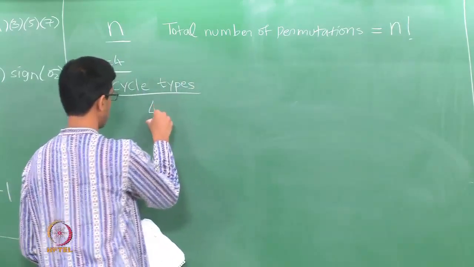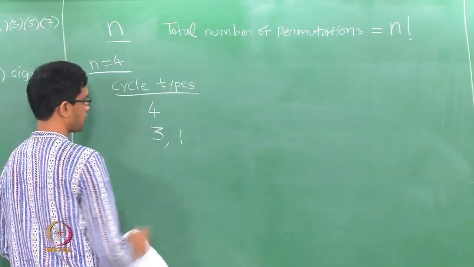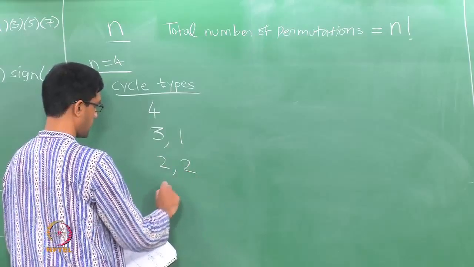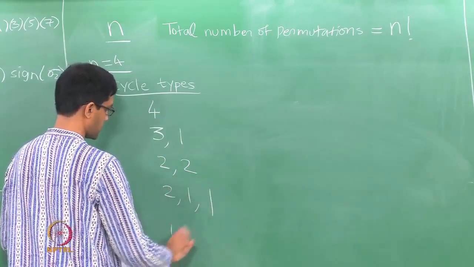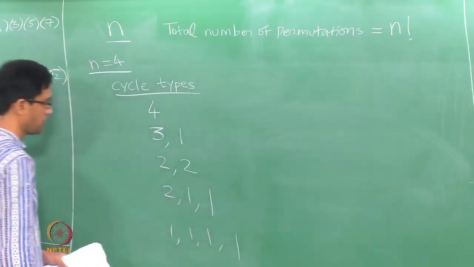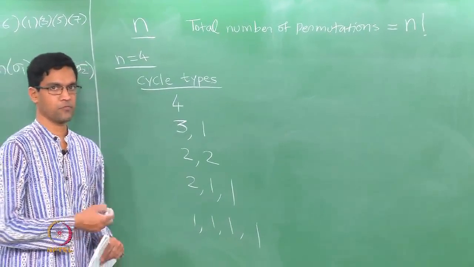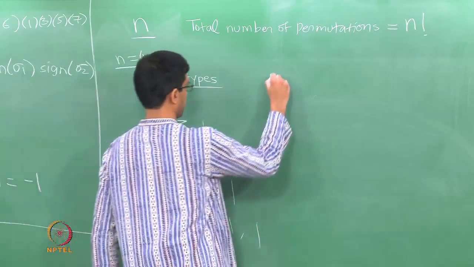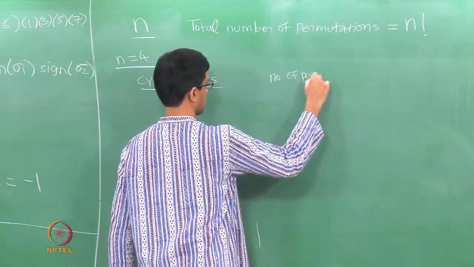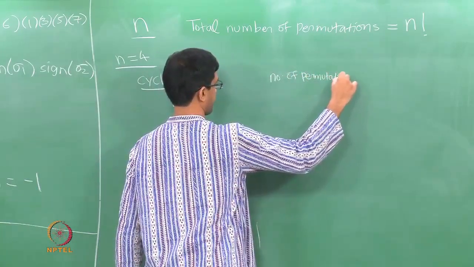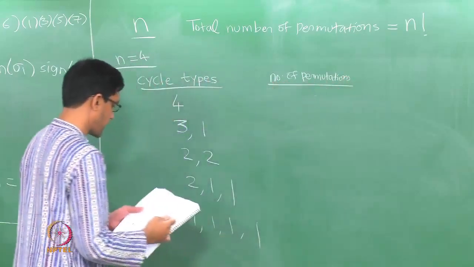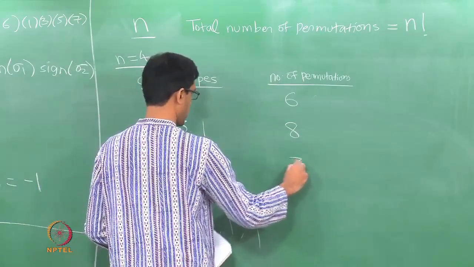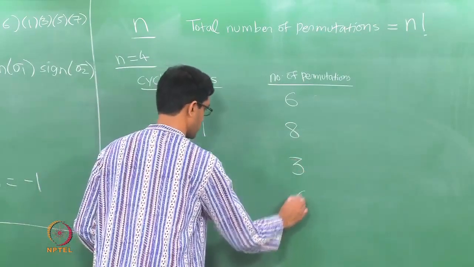So the various cycle types that we talked about: you can have a 4 cycle, or a 3 cycle and a 1 cycle, or a 2 cycle and another 2 cycle, or a 2 cycle and 2 1 cycles, or 4 1 cycles. These are the various possible cycle types when you are trying to permute 4 numbers, and the number of permutations of each of these cycle types we had worked out before. It is 6, 8, 3, 6 and 1.